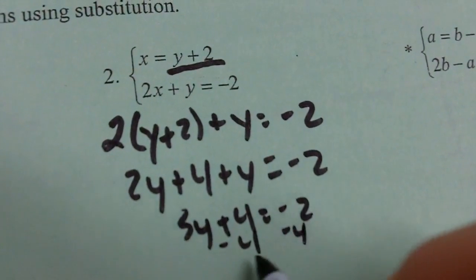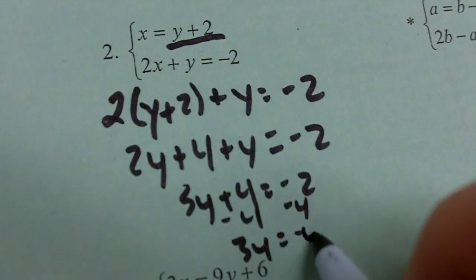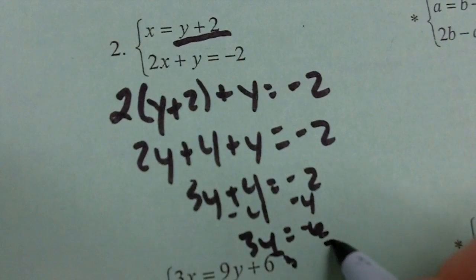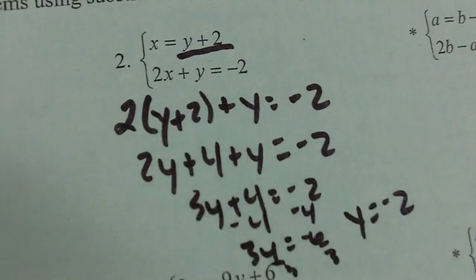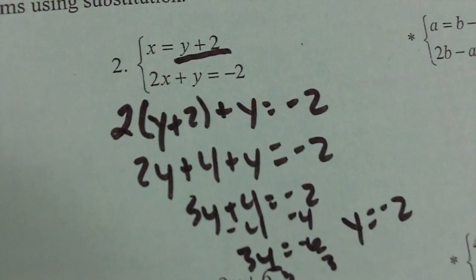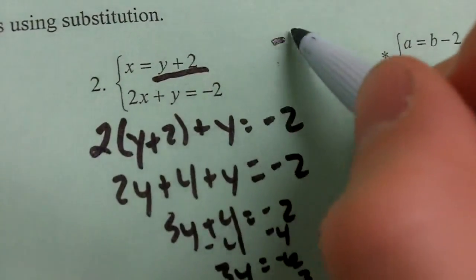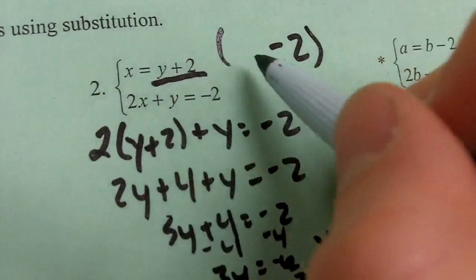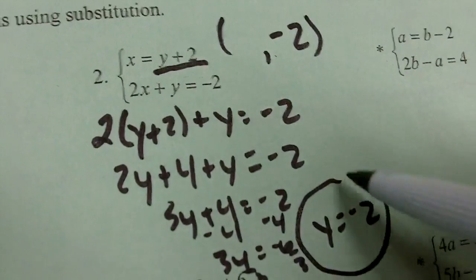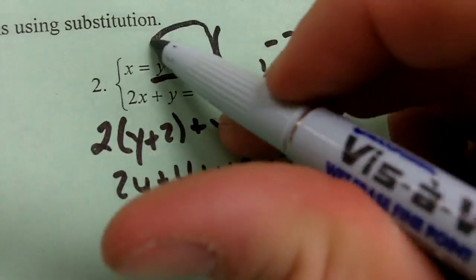Subtract 4, 3y equals negative 6, divide by 3, y equals negative 2. So now I know what y is, negative 2. Am I done? Do I know what x is? No, so I plug it back in, right there.